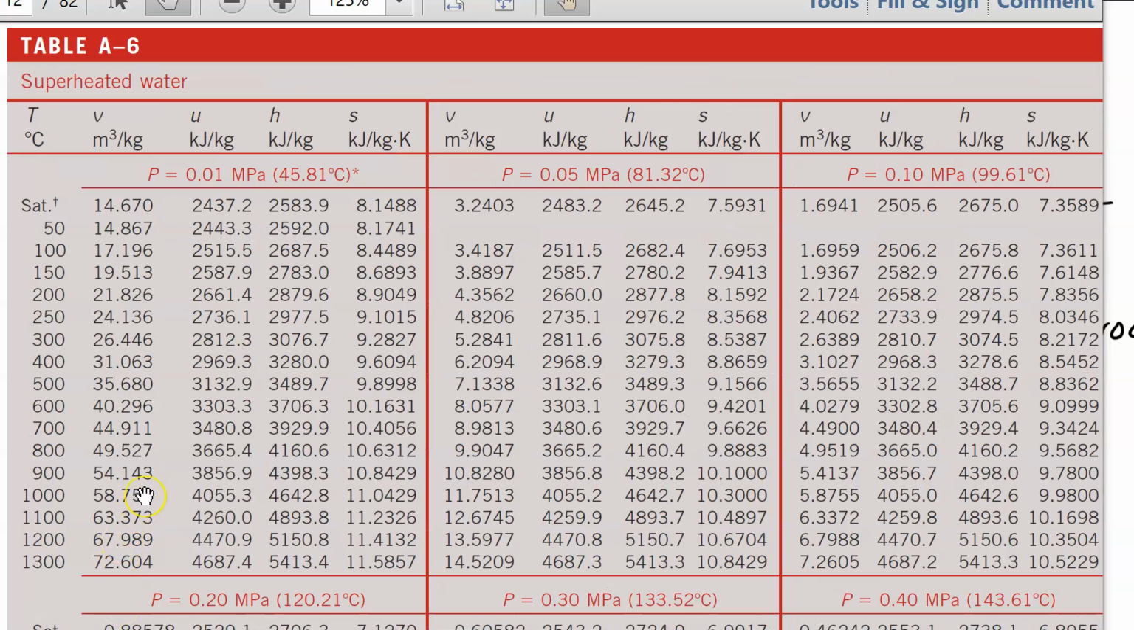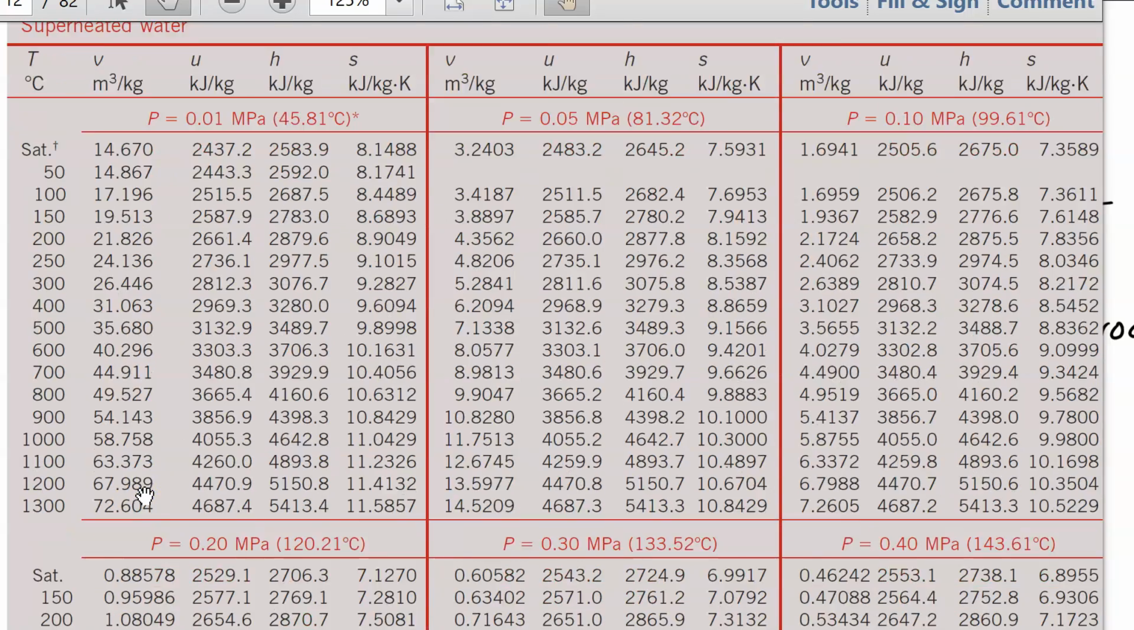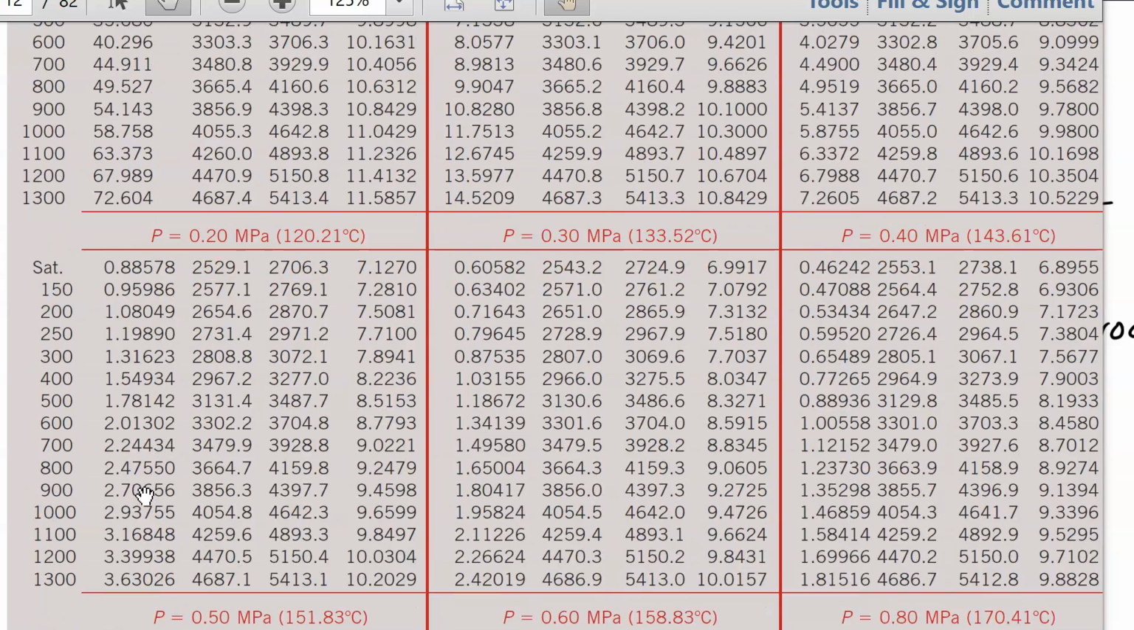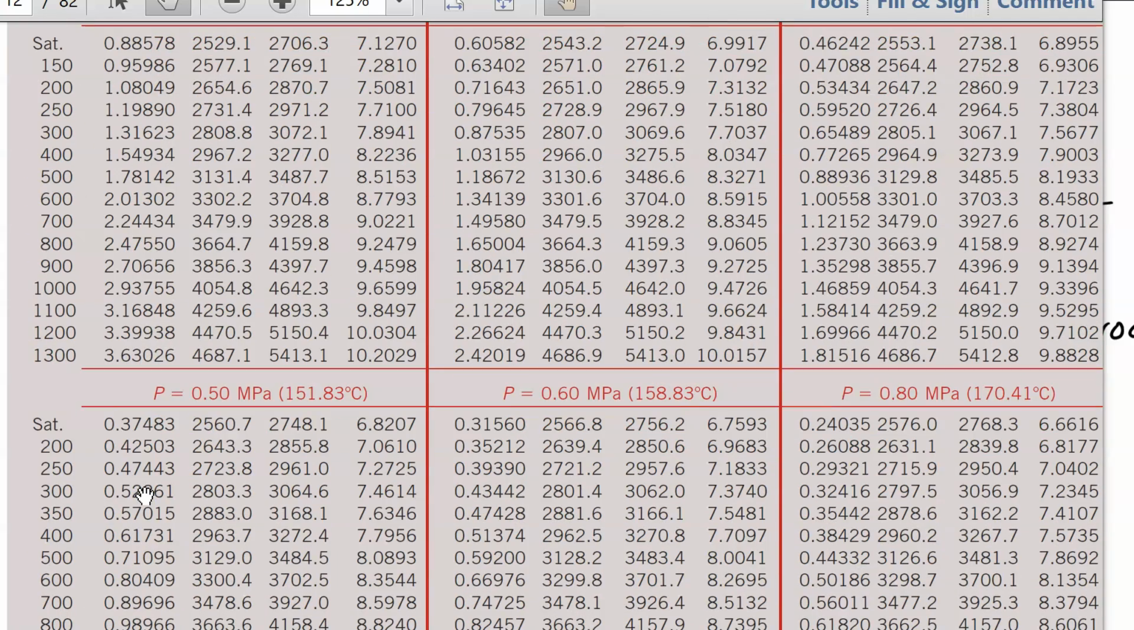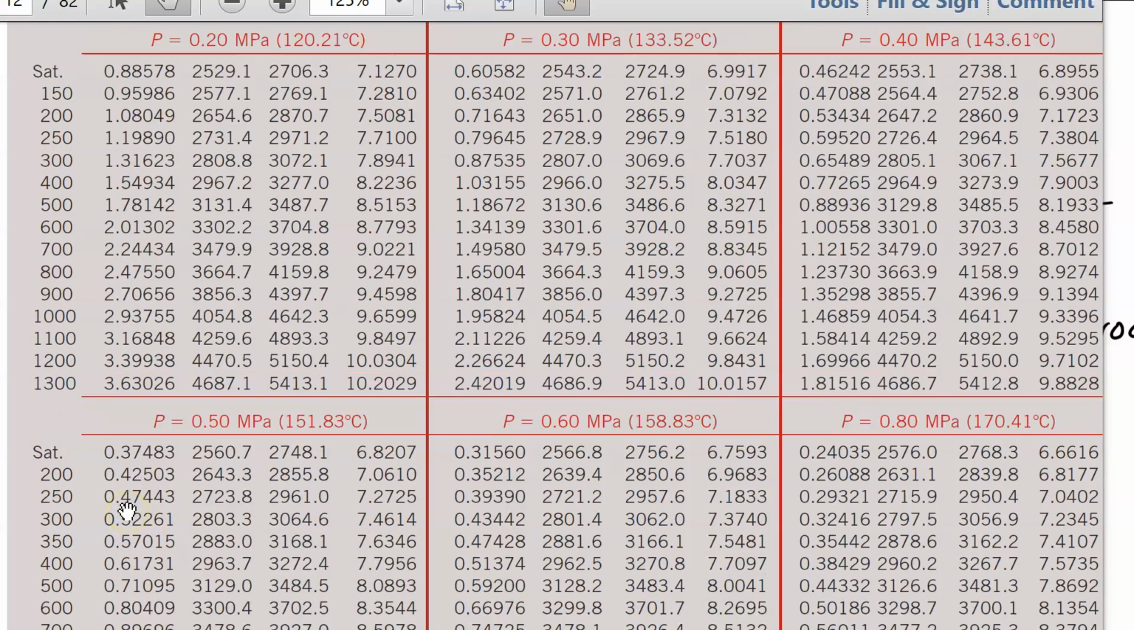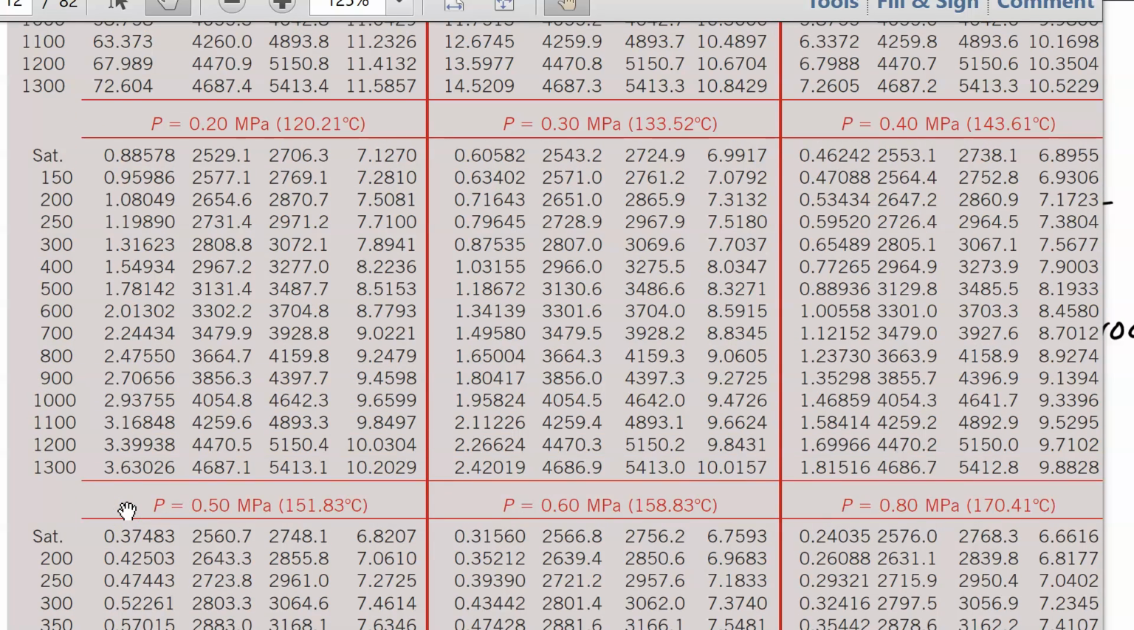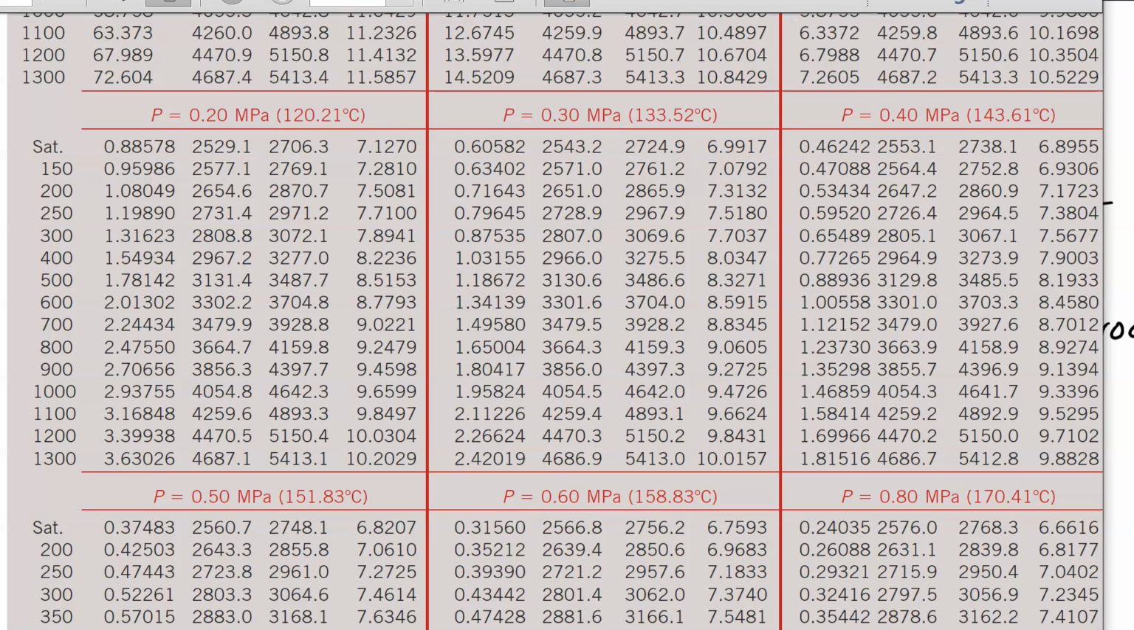Okay, so here I'm at the superheated tables, and I'm looking for a pressure of 0.5 megapascals. So here we are, and the temperature is 350. Let me put it at the bottom. There we go. Let's see, 350. And I'm looking for the H going in, just the H. Okay, so the H is this third column right here. 3168.1. Again, multiply that by 1,000.